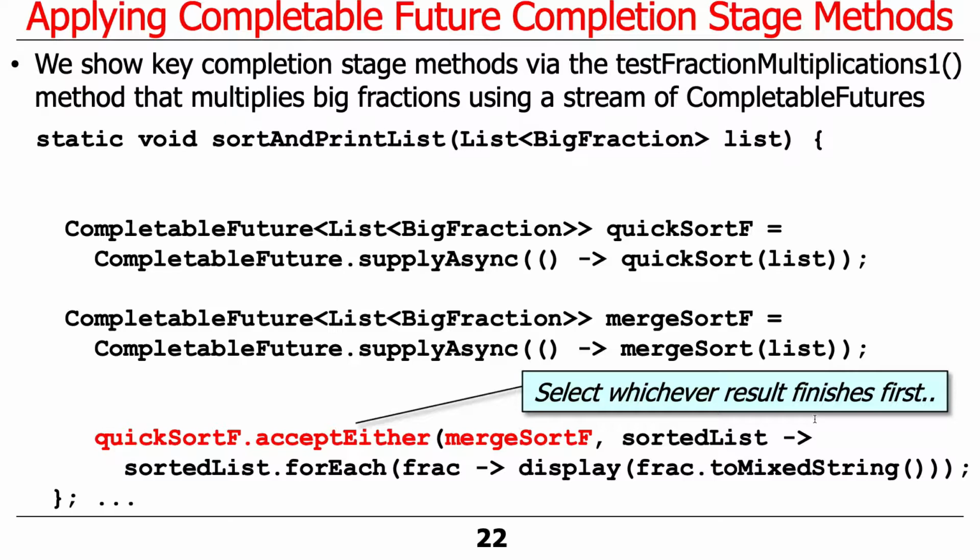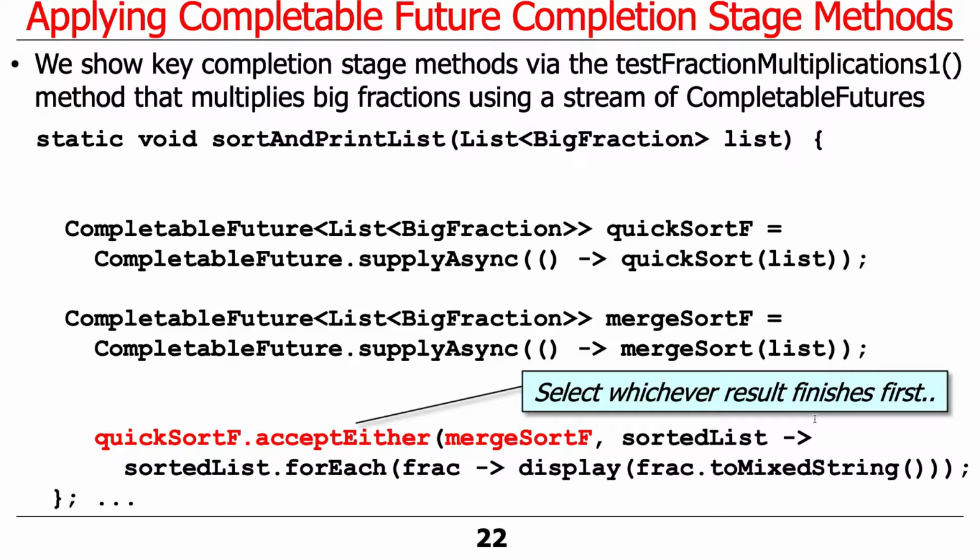So the question was, can you chain these things together if you have more than two? Except either, of course, just works with two. If you have more than two, what we would probably want to use is the arbitrary arity method, like anyOf. There's a method called anyOf, which takes n completable futures, and it'll come back with whichever one finishes first.